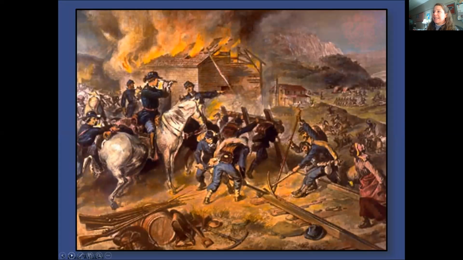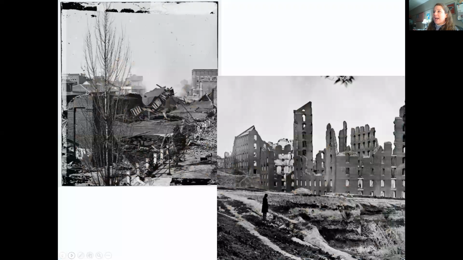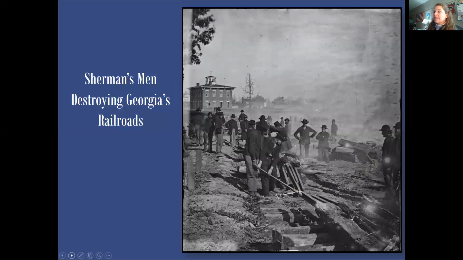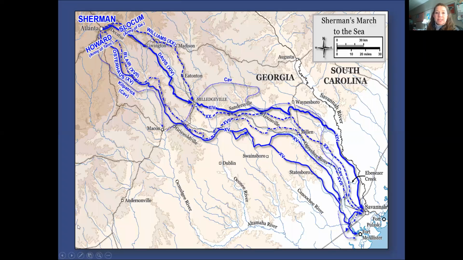So, a picture depicting that they're tearing apart the railroads, destroying everything in their path. Here's some buildings after Sherman went through Atlanta and other cities. On his way to Savannah, here they are tearing apart the railroads. They did a lot of damage indeed. And it wasn't like a single path. They split up. You can see all the paths they took. 300 miles they marched from Atlanta to Savannah, destroying everything on their way.